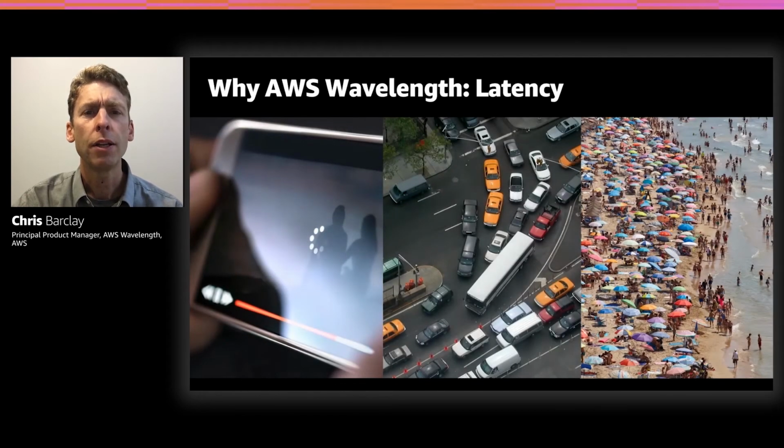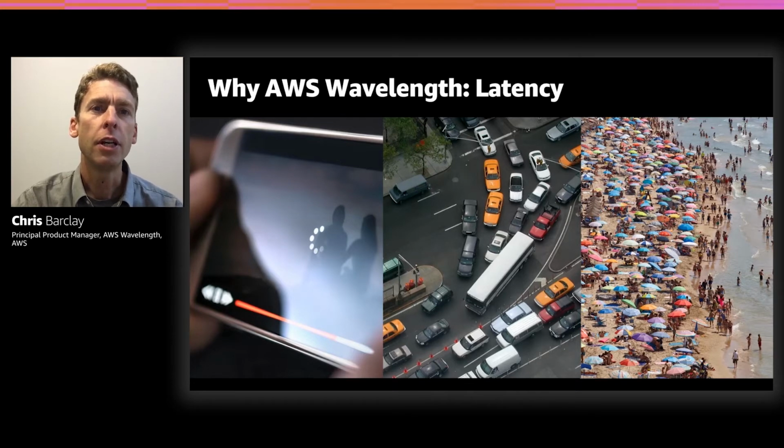So why should you care about low latency access to compute? We all encounter examples of latency in our daily lives. And even when there's lots of bandwidth, the number of hops or the distance traveled matters. To solve these problems, developers told us they wanted to bring the cloud to the device.